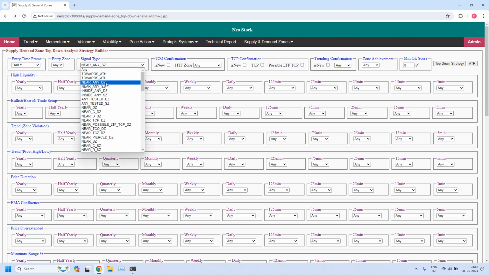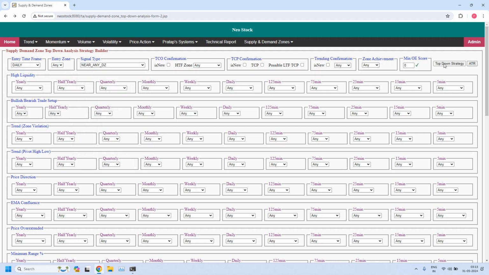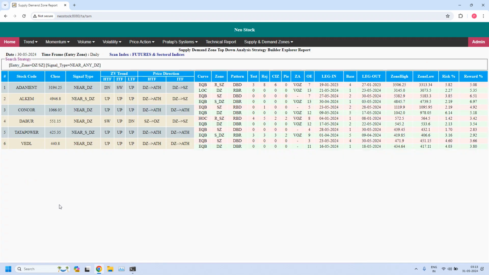Let us find the stocks near daily demand zone. 6 stocks are filtered near to the daily demand zone. Let us identify the high liquidity daily demand zones from this list. We have Alchem, which is near to the high liquidity demand zone, a fresh zone.